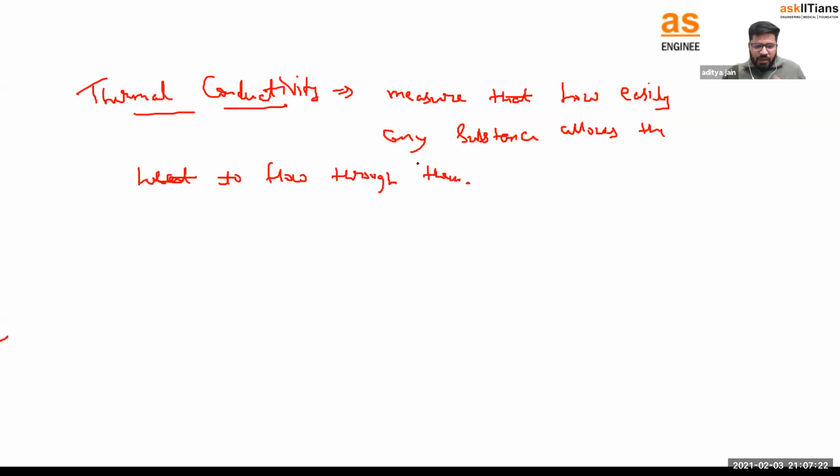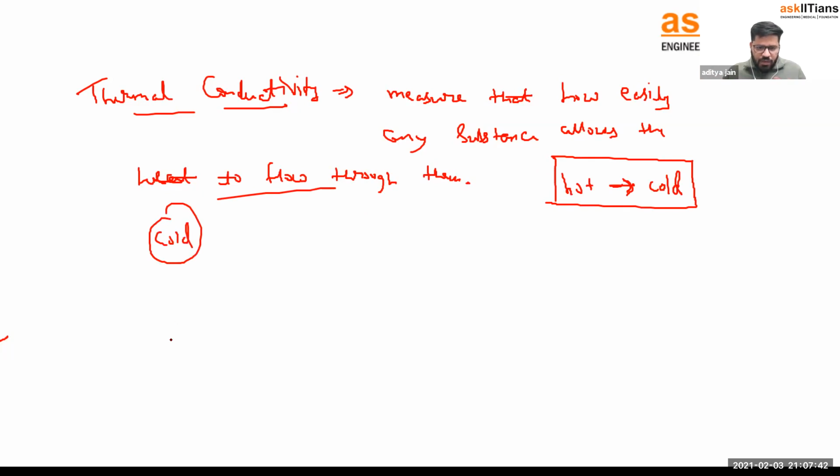Okay, so how can you get a much better feel? You already know heat flows from hot to cold, yes or no? We have already learned in the previous lecture that heat always flows from hot body to cold body, or hot end to cold end of a body. So suppose this is a cold body, this is a hot body, and I am joining this body with an iron rod. Suppose this is an iron rod.